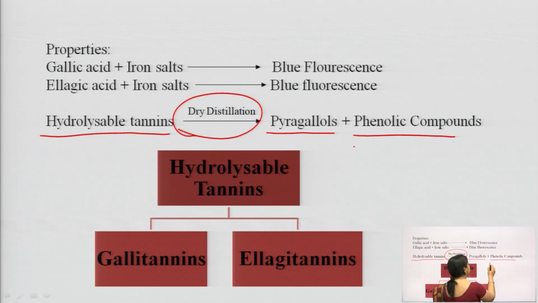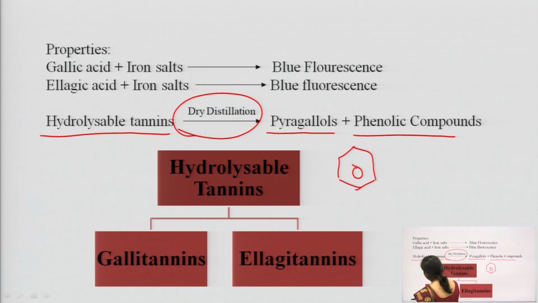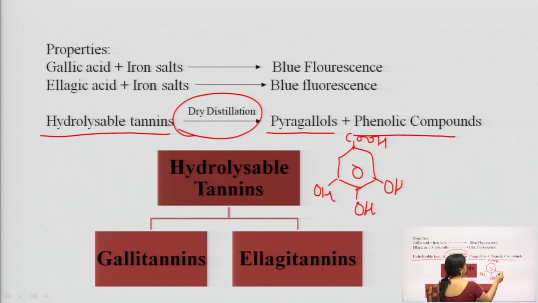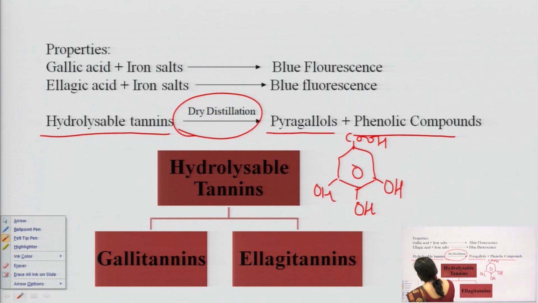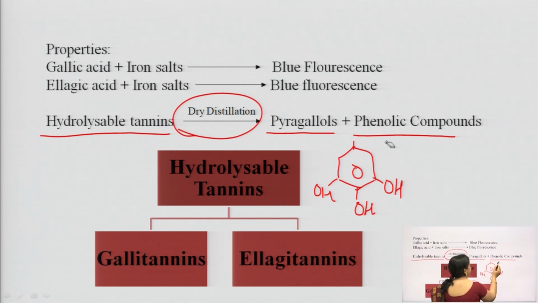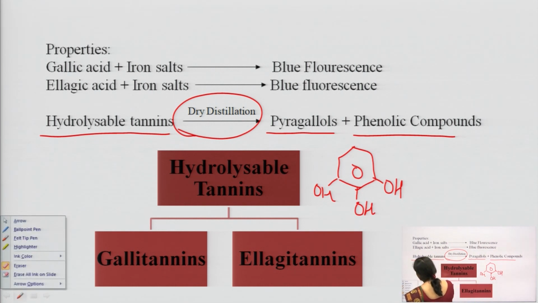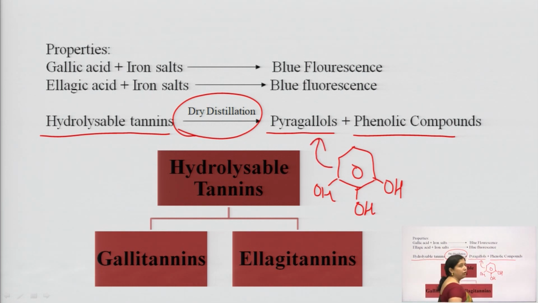For example, I take the structure of gallic acid. It has 3 phenolic groups, and when we do the dry distillation, the carboxylic acid gets removed and it is converted into a pyrogallol. This is a pyrogallol structure. So, when this kind of reaction takes place, we call it a hydrolyzable tannin, where the tannin is getting converted to a simpler form.